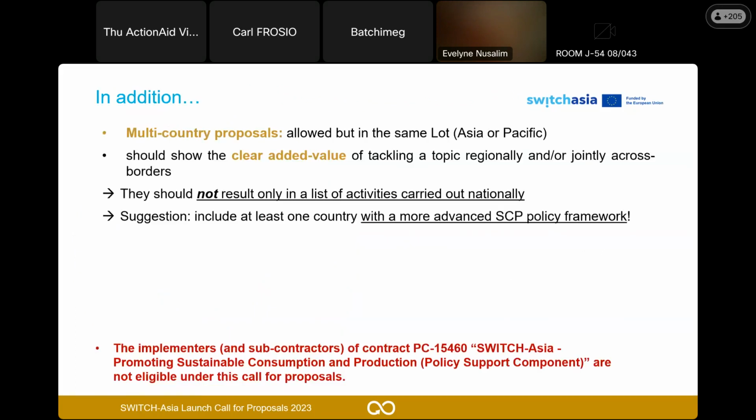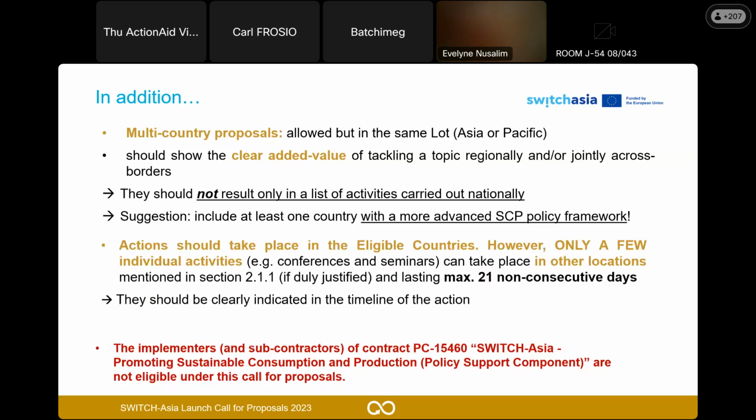Finally, when it comes to multi-country proposals, you're allowed to do it, but it has to be in the same lot. So it's either Asia or Pacific. And they should also show a clear added value of tackling a topic regionally and or jointly across borders. And they should not result only in a list of activities carried out nationally. What we suggest is that you include at least one country with a more advanced sustainable consumption and production policy framework. Otherwise, it'll be a little bit difficult to kickstart. As well, actions should take place in the eligible countries that I mentioned before.